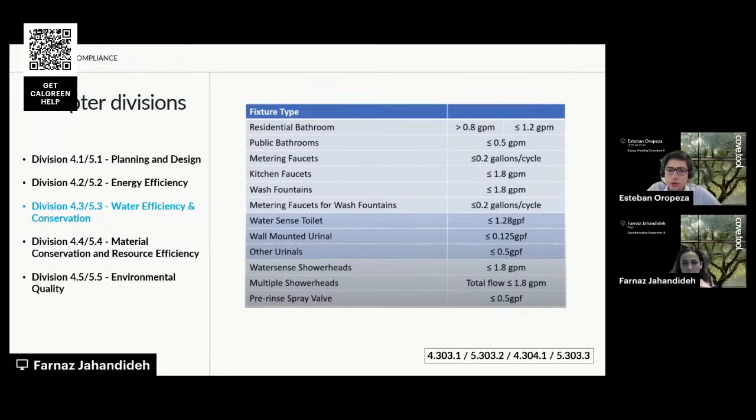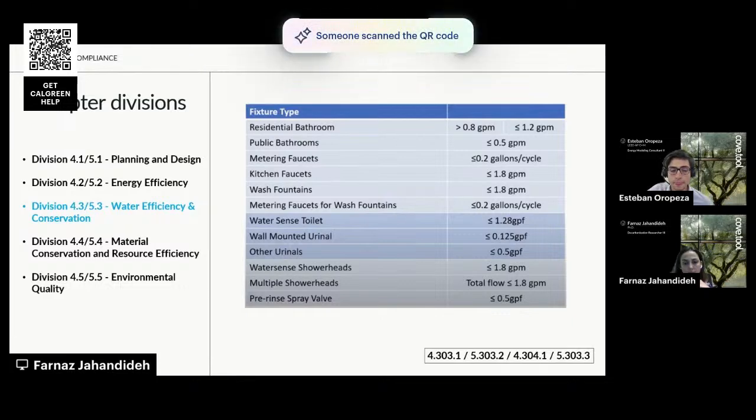There are also requirements for pre-rinse spray valves, which are part of the new code additions, and these as well must have flow rates lower than 1 GPM, which are regulated under Title 20, but are taken from there and now included in CALGreen.